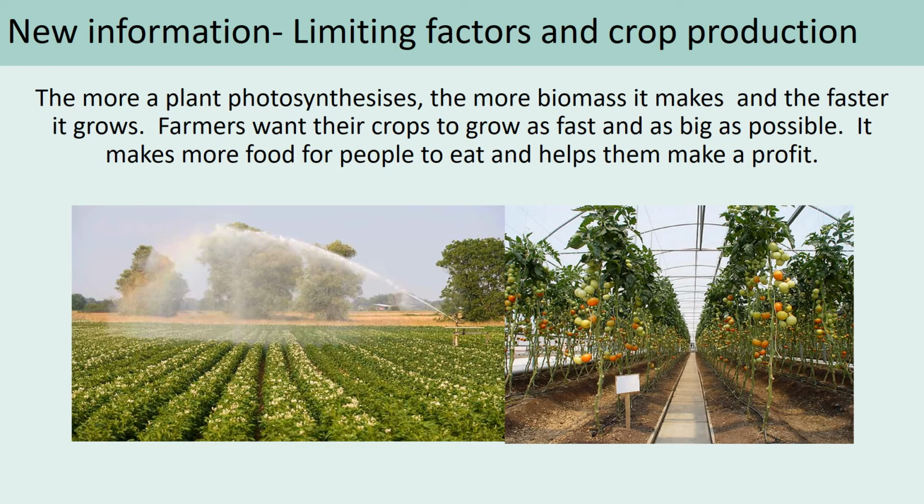Okay, so limiting factors and crop production. Now, obviously, the more photosynthesis that happens, the more biomass it makes. Now, bio means living, and mass is the amount of something, so it's the amount of plant that is actually growing. And farmers will obviously want to get their crops growing as fast and as big as possible, because that means that they can feed more people and at the end of the day make more profit. So you want maximum amount of photosynthesis to get fast growing massive plants to make the most amount of money and obviously feed the most people. That's what farmers want to do.